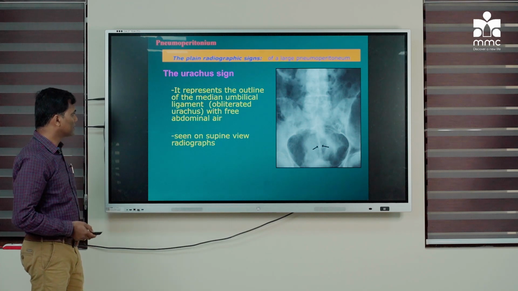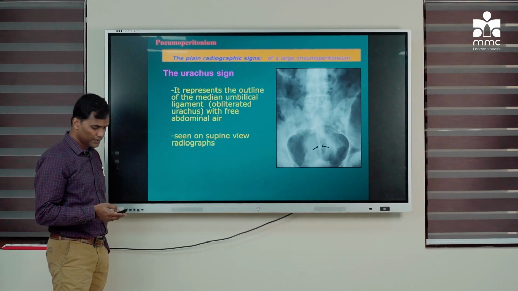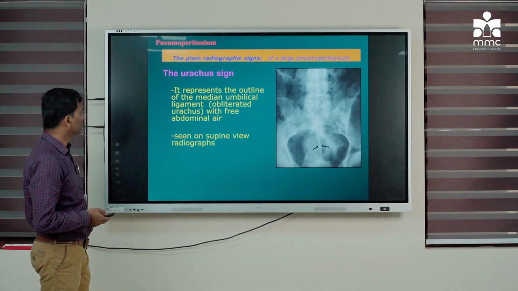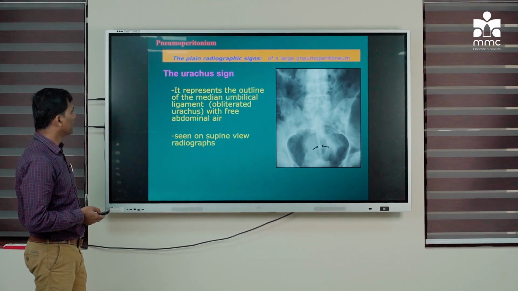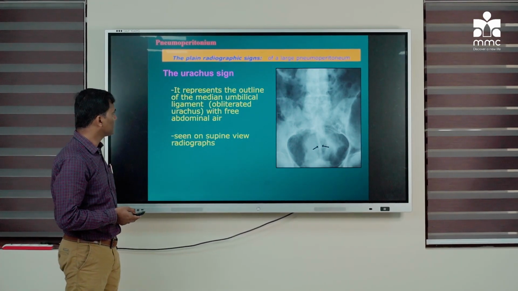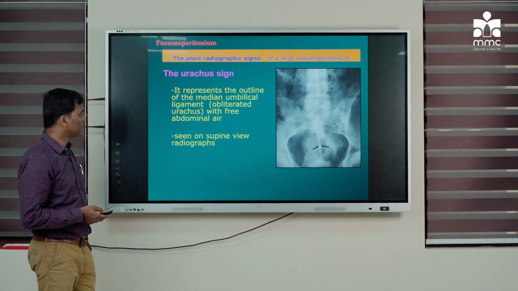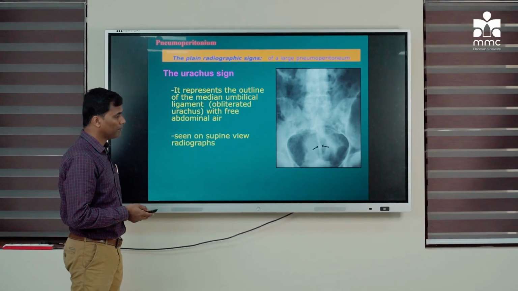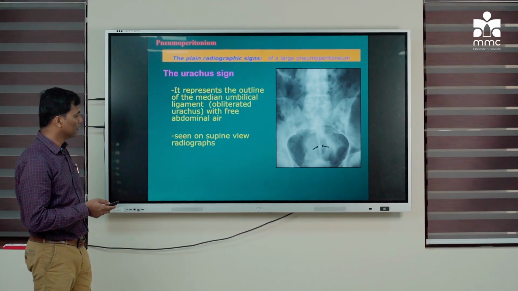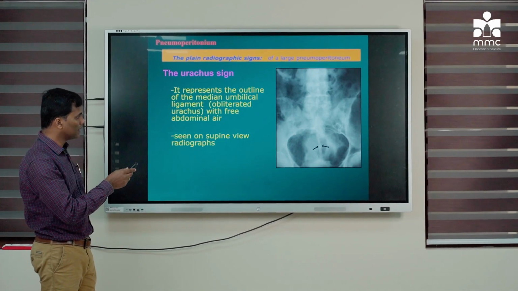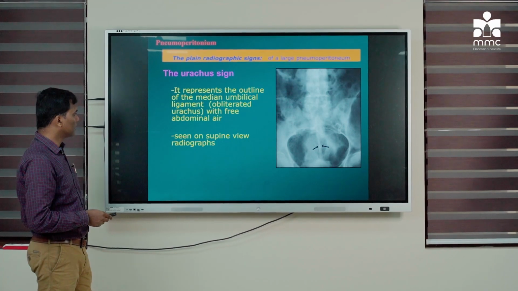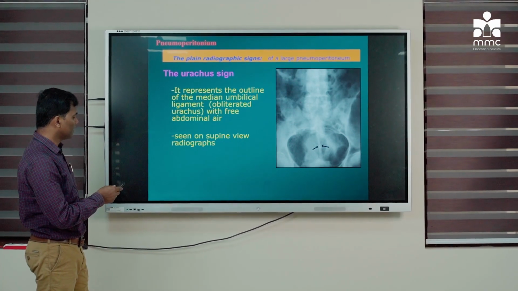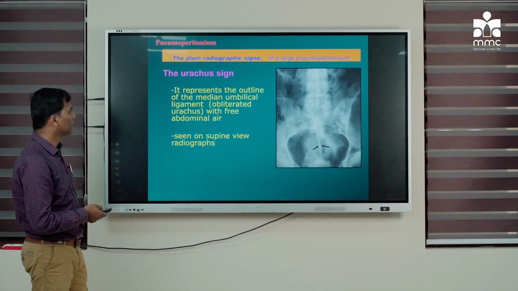A few other important signs, which may be subtle but may raise the possibility, include the urachus sign. The urachus is the remnant of the median umbilical ligament, or obliterated urachus. That will be outlined by the free peritoneal air. Normally it will not be seen, but once it is outlined by the air, you can see the ligament very nicely. Again, it is seen in supine view.